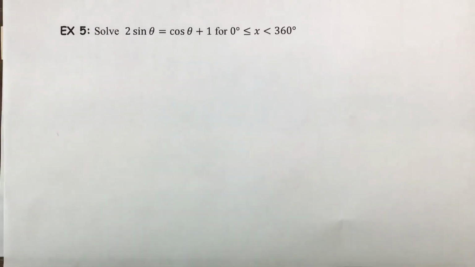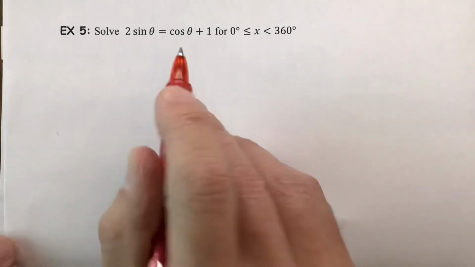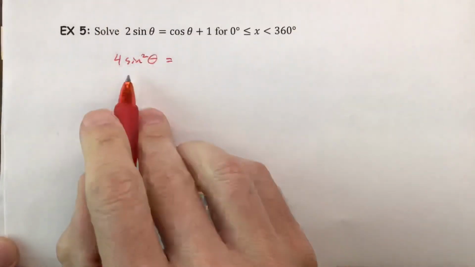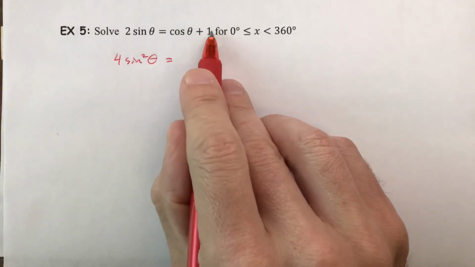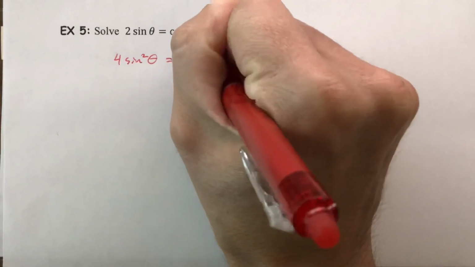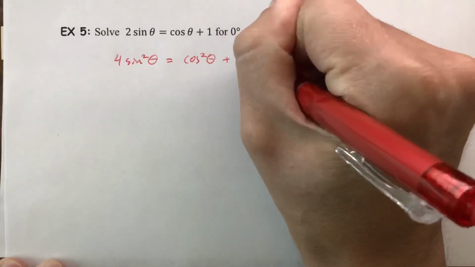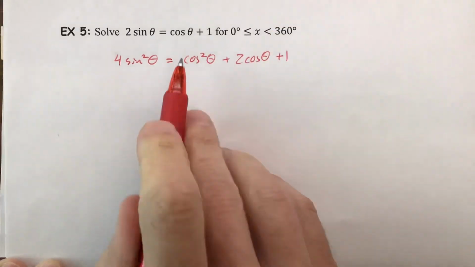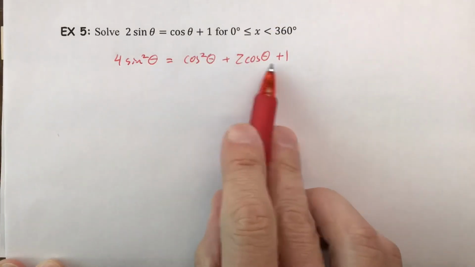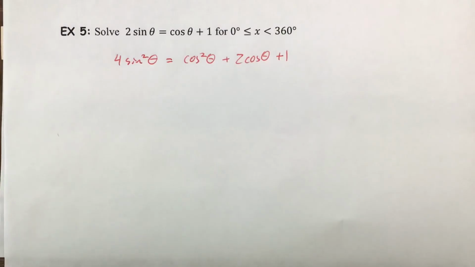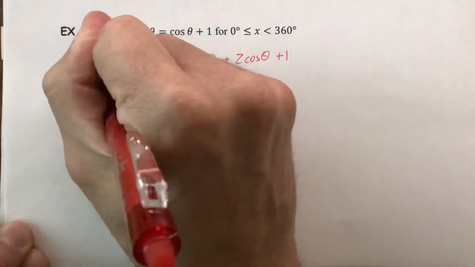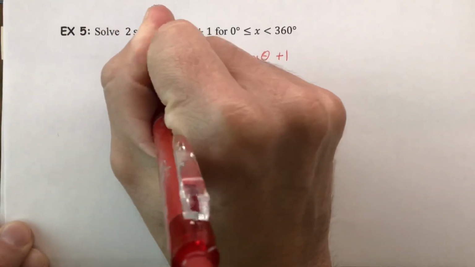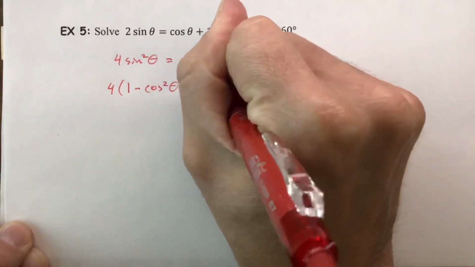Okay, so the way that I'm going to start this is by squaring both sides. I'm going to square this side, which is going to give me 4 sine squared theta. And now over here, when we square this, you need to think about this being a binomial multiplied by itself, and it will give you cosine squared theta plus 2 cosine theta plus 1. I'll let you do that on your own. Now, why would I choose to do that? Because sine squared theta, I can relate to our Pythagorean identity. I can substitute in for that 1 minus cosine squared theta.